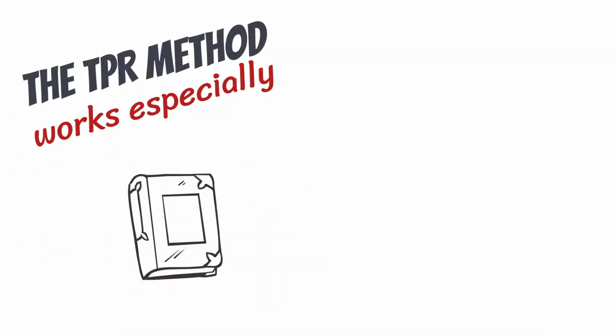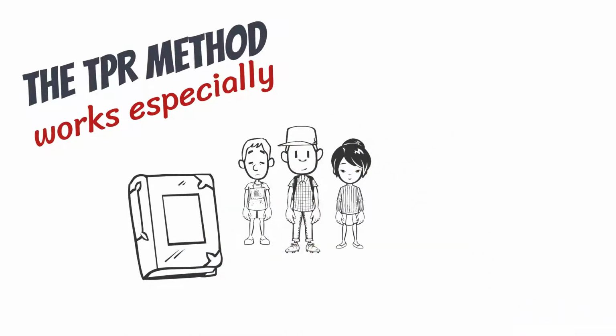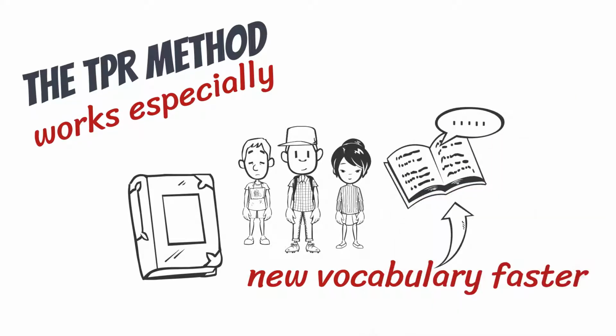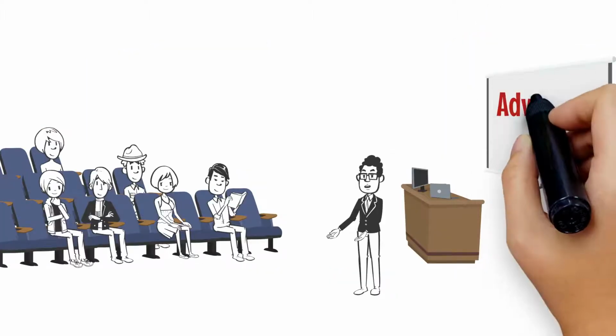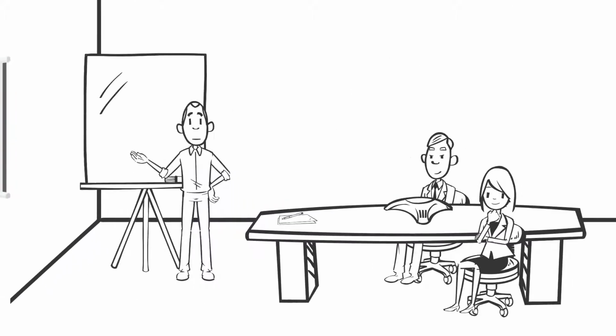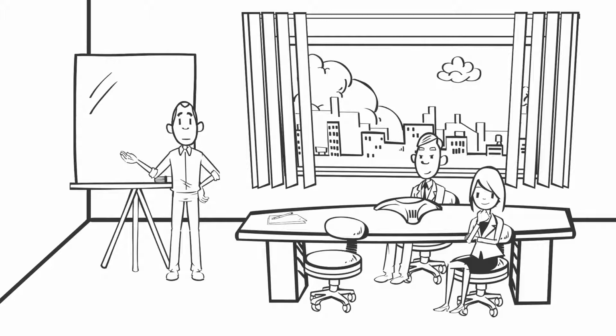The TPR method works especially well for young learners, as it not only enables them to acquire the new vocabulary faster, but also keeps them active and involved in the lesson and curbs boredom. This method, however, might not work as well when teaching advanced grammar or working in a professional setting like in an office or university, and is thus a method that teachers should consider well before using.